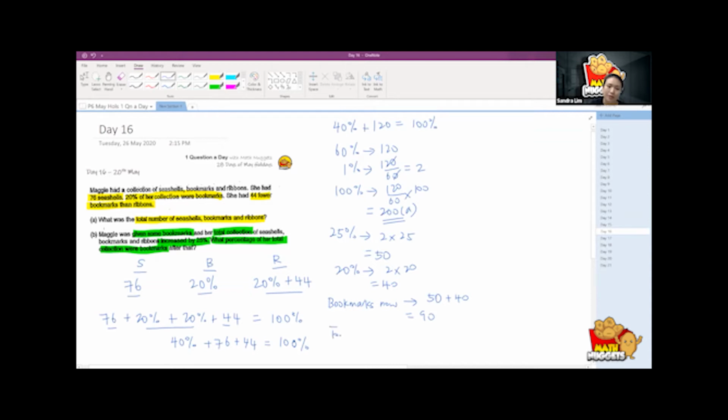How about total now? At first she had 200, right? Increase of 50, so altogether now she has 200 plus 50, which is 250. So why do I need to find these? Because they're asking us what percentage of her total collection are bookmarks. So what I need to do is to actually take bookmarks out of total. So bookmarks will be 90, total 250.